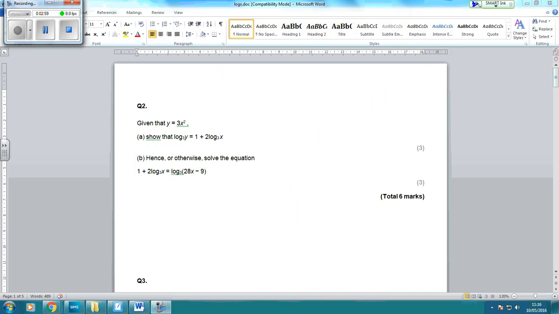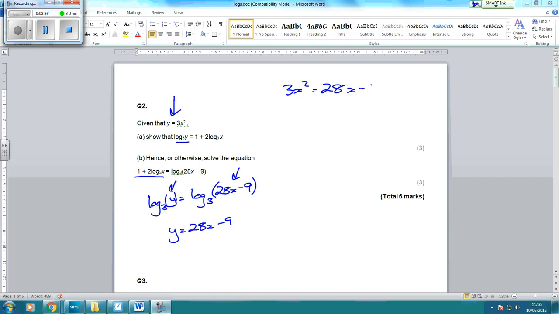So we now know that this thing here equals log to the base 3 of y. So we've got log to the base 3 of y equals log to the base 3 of 28x minus 9. If log to the base 3 of y equals log to the base 3 of this, then whatever's in this bracket must equal whatever's in this bracket. So y must equal 28x minus 9. And we also know that y equals 3x squared. So solving those simultaneously, we've got 3x squared equals 28x minus 9.